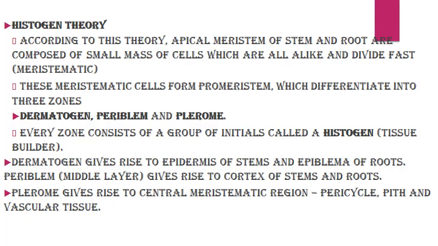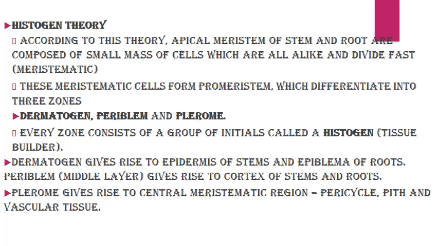Histogen theory. According to this theory, apical meristem of stem and root are composed of a small mass of cells which are all alike and divide fast. These meristematic cells form promeristem, which differentiates into three zones: dermatogen, periblem and plerome. Every zone consists of a group of initials called a histogen, tissue builder.